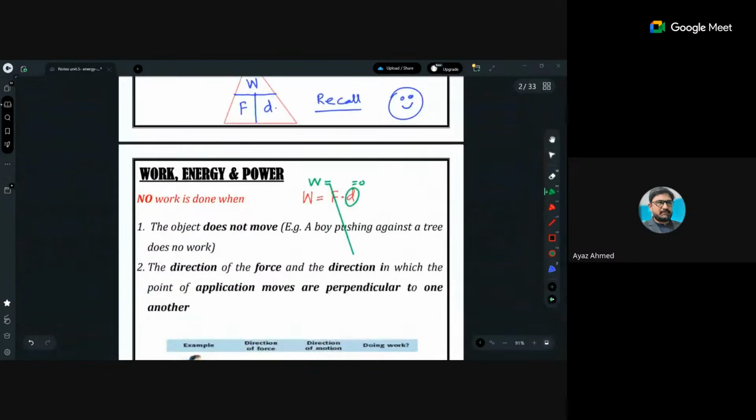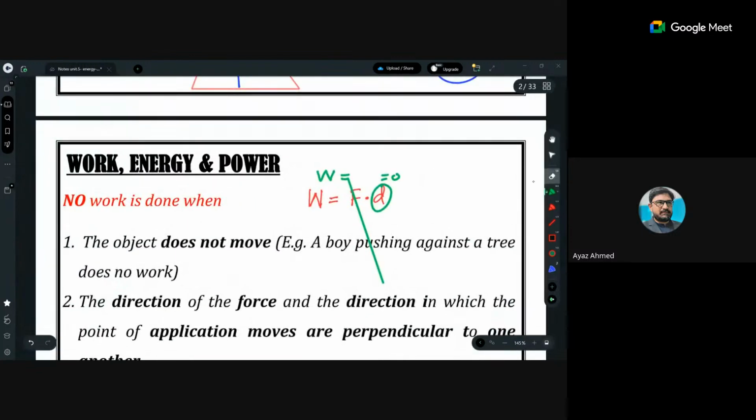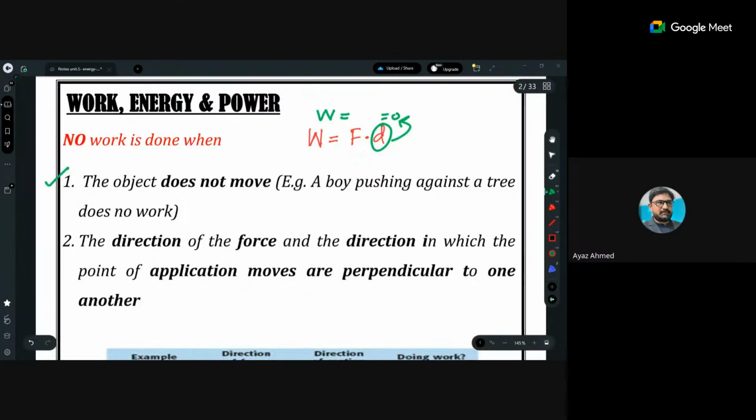When this distance is equal to 0, Khadija, are you there? Yes, sir. Okay, you just have to stay in the class, alright? When distance is equal to zero, then work will be equal to zero. This is one condition, that the body is not moving. It means you are trying, but the body is not displaced. So displacement is zero, work done is zero.